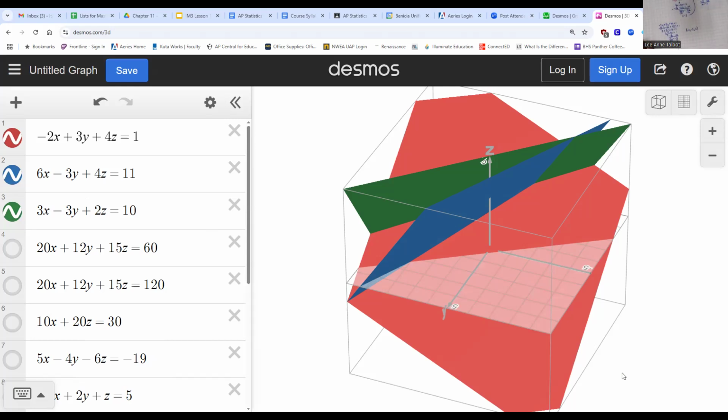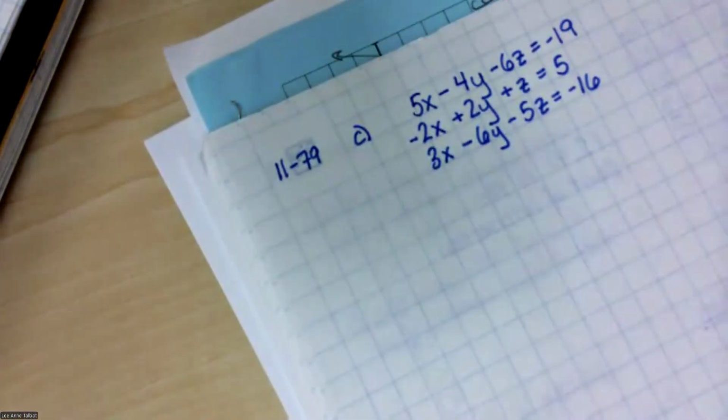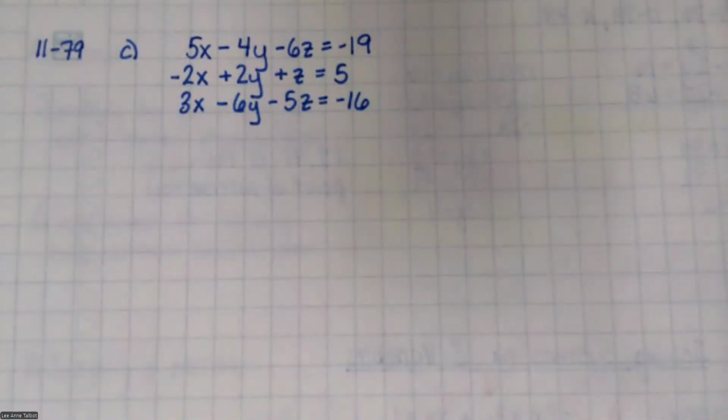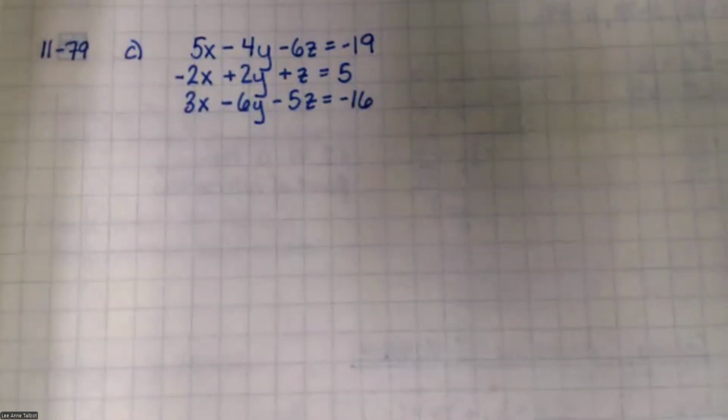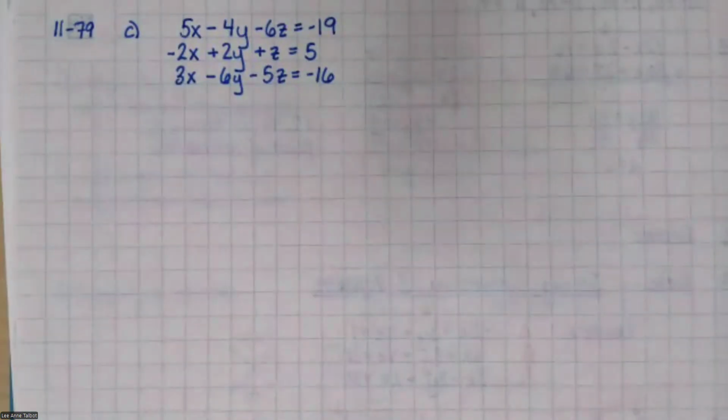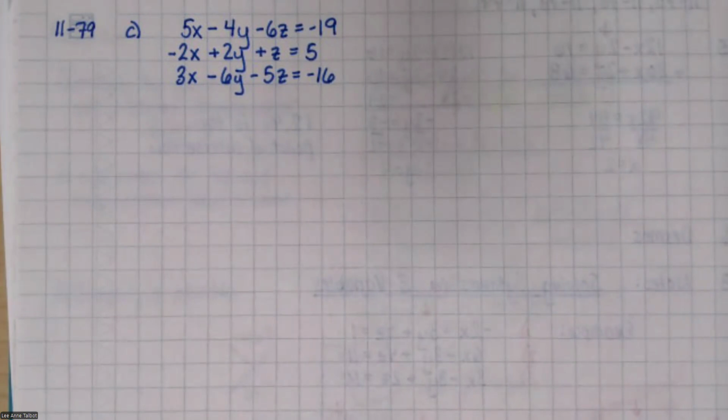Am I going to ask you to ever find the point of intersection from a picture? No. I'm going to ask you to do it with algebra. Go. Now, 179 has a bunch of problems. We're only going to do C and B. We're going to do C first and then B, which is weird, but I have a method, I promise.